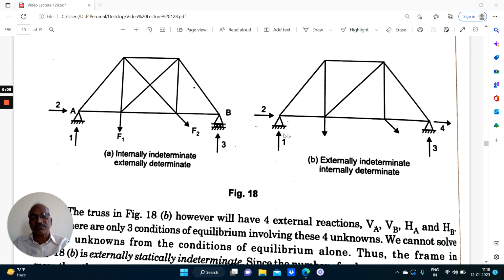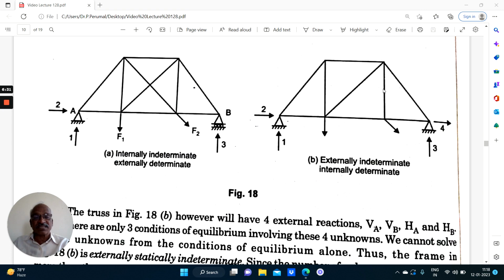If the truss consists of simple triangles like this, we can easily identify it. Of course, once you practice 1 or 2 cases, you will come to this conclusion. So this is internally determinate. That is, it has just a sufficient number of members.